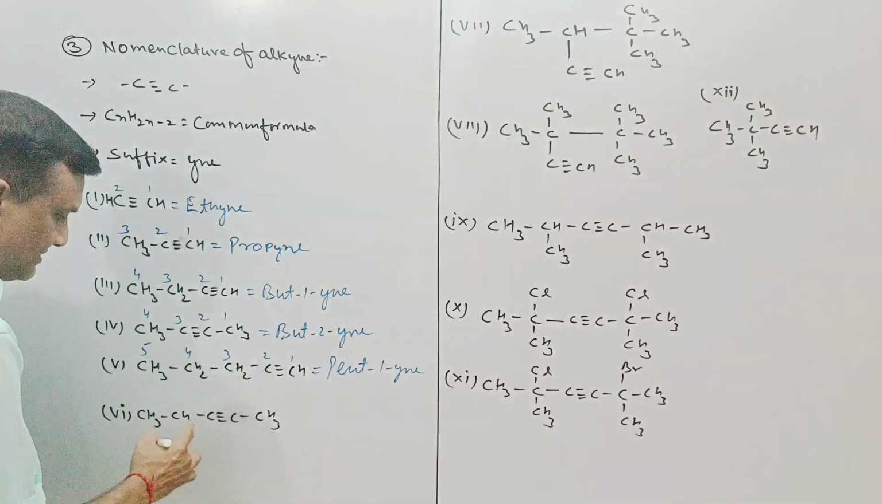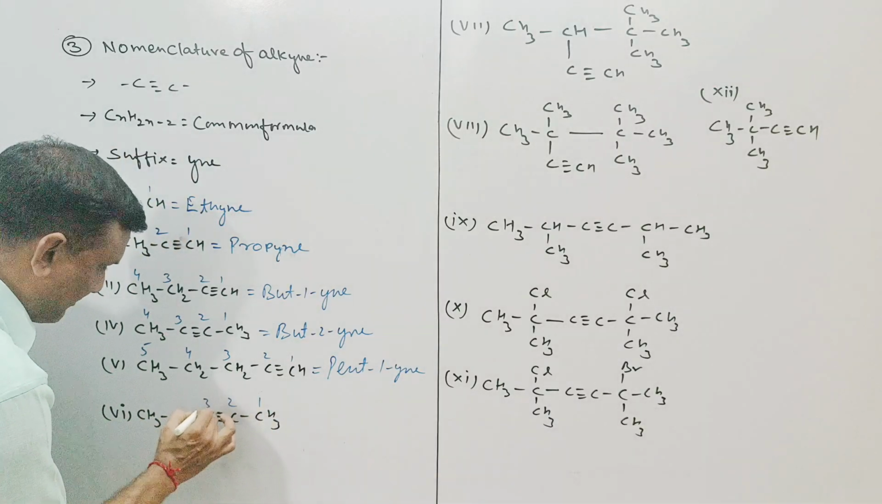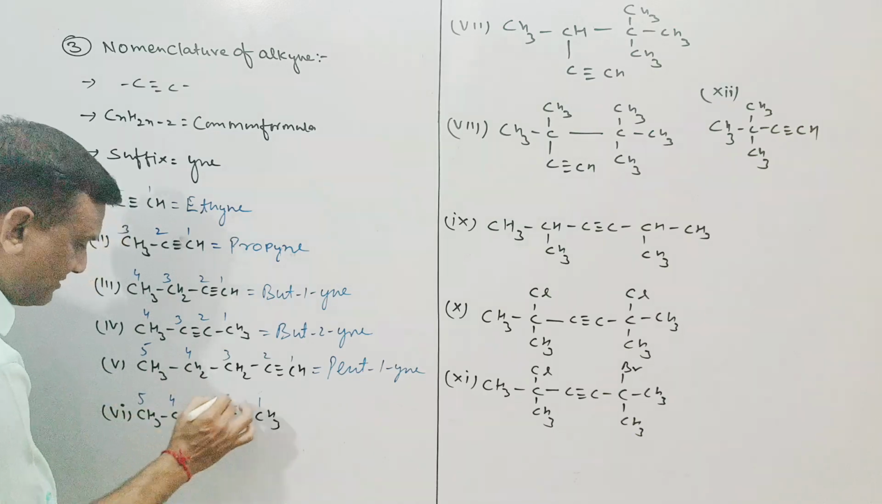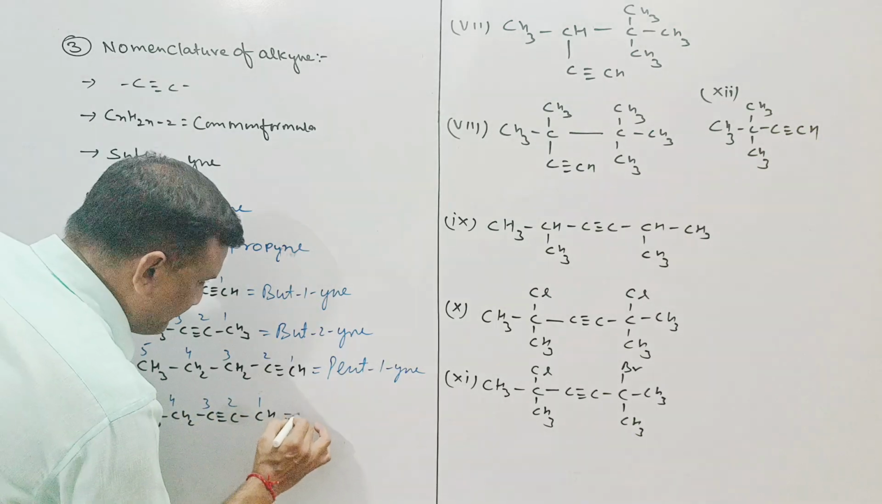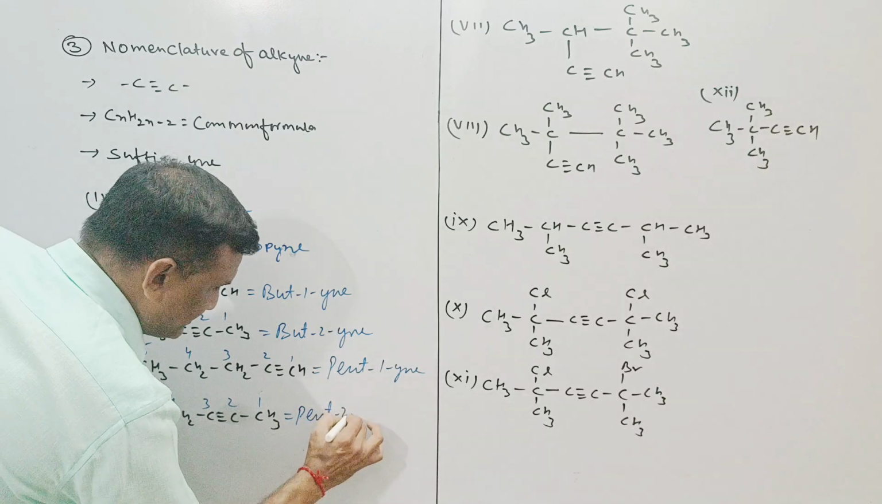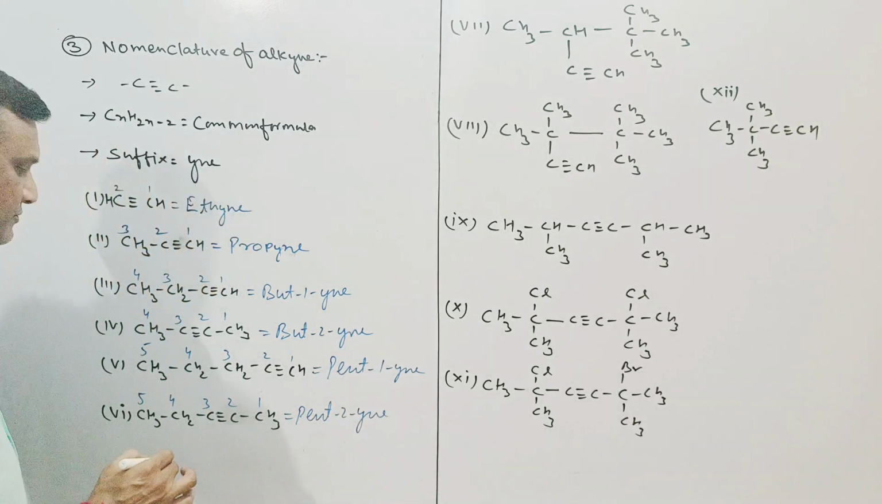Here again there are the same 5 carbons. You will count the chain from the side where the triple bond gets the lower number. So it will be pent, 2-yne, pent-2-yne.